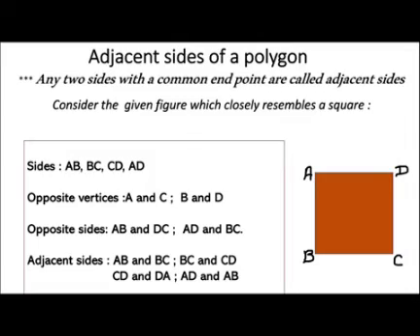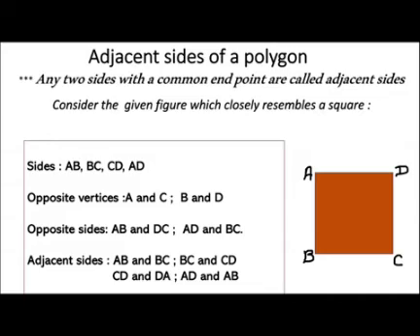What is the third pair? Go in an order so you won't miss out on the adjacent sides. Okay, children? So the next pair is CD and DA. What do they share? They share the vertex D. So that is the third pair of adjacent sides.